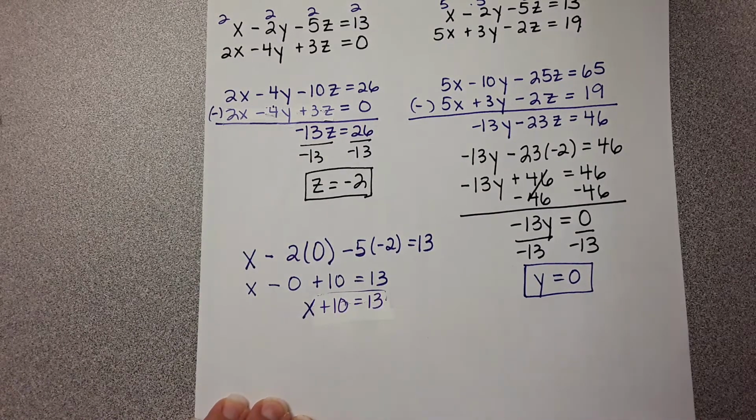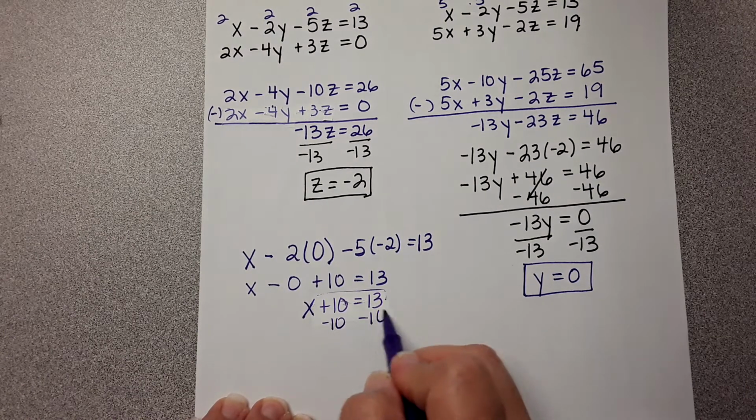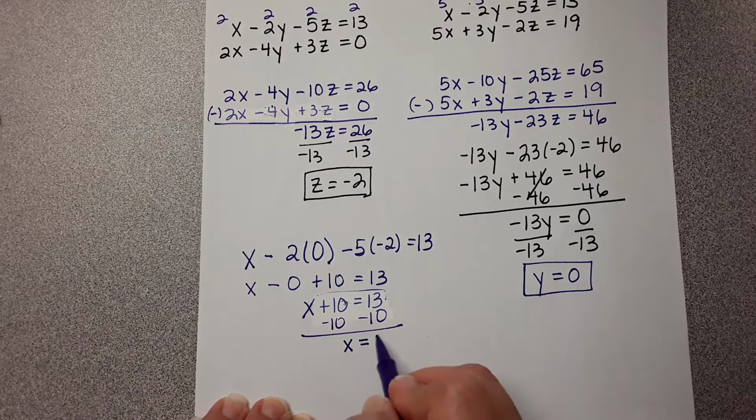So x plus 10 equals 13. I'm going to subtract 10 from both sides. I get x equals 3.